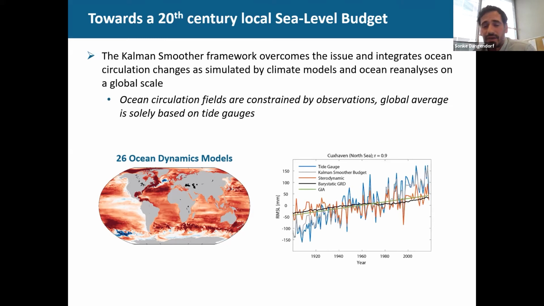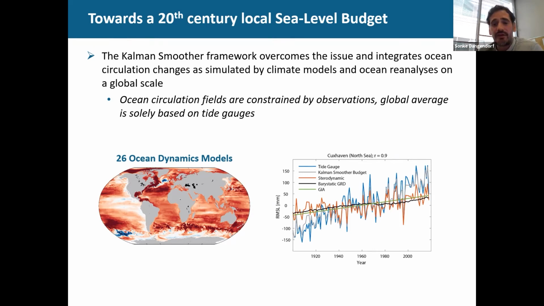An example of how that looks is given here for a tide gauge in the North Sea and Northern Europe, the tide gauge of Cuxhaven along the German coast. Blue shows the tide gauge record since 1900. In gray, we see the budget as estimated by the Kalman Smoother, and then the individual contributions that are estimated for the budget. The stereodynamic component, based on global steric and ocean circulation changes, is shown in red, and you can see that the ups and downs seen in the tide gauge are dominated by that component. So it gives a really realistic picture.